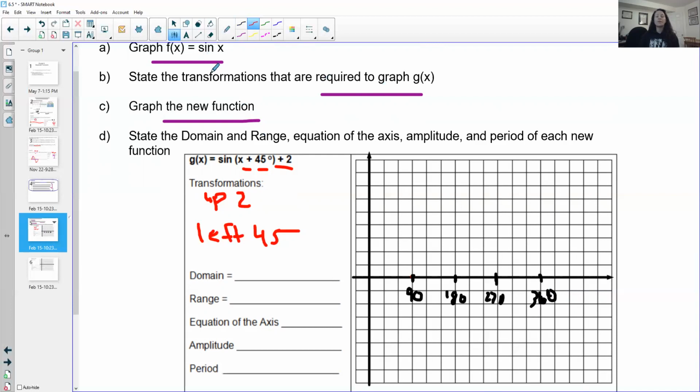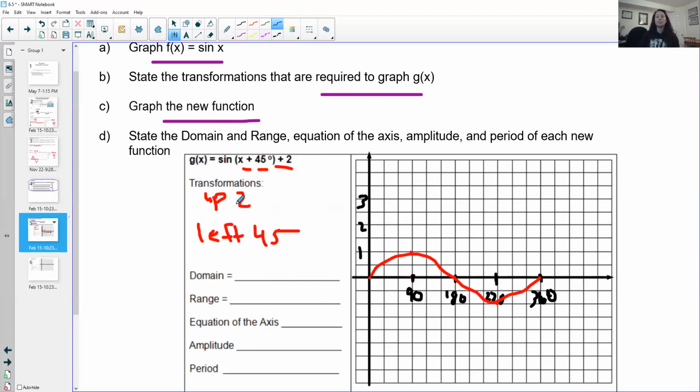So basic sine function, 0, 1, 0, -1, 0. Sorry, I've gone up by 0.5s. There we go. And if you connect your dots, there we go. There's your sine curve. Let's now graph our new functions. So we've graphed our basic, I've talked about the transformations, and now we're going to graph our new one. So let's put this one in blue.